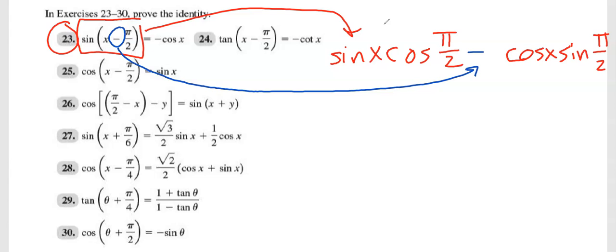Wait, why would this one? Because this is cosine pi over 2. Yes, keeping sine x because I don't know what that is. What are you replacing? I need to know what the cosine of pi over 2 is. So that's where you need to look at your unit circle and think about where pi over 2 is, and think about the cosine and the sine.